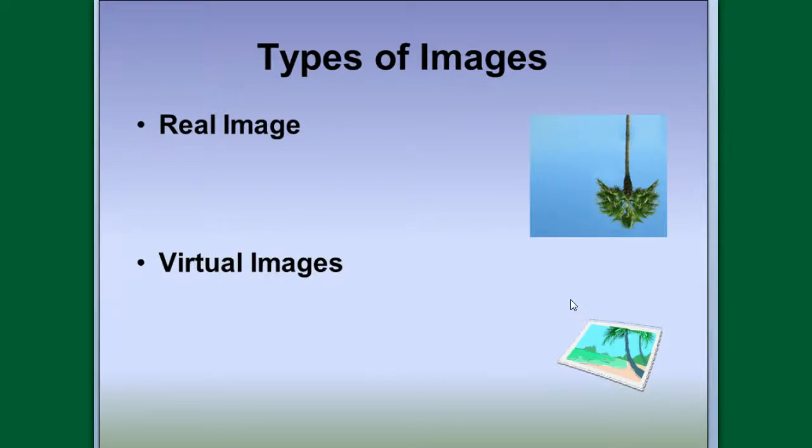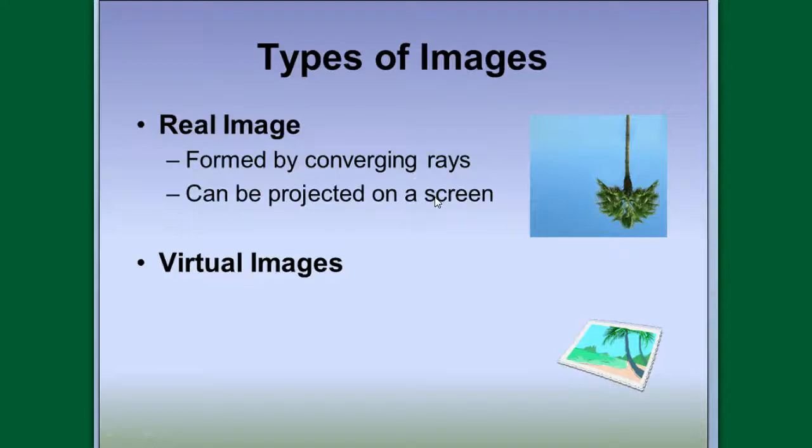This is where things get really interesting. Real images are formed by converging rays, and these rays are real rays. That's why they're called real images. You might want to write that down. Since they're real rays, they can be projected on a screen. Therefore, at least in class, the image that we see on the screen from the projector is a real image. It's formed by real light rays. And real images are always inverted.